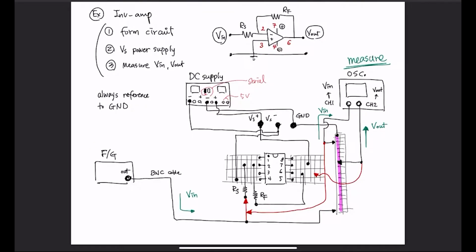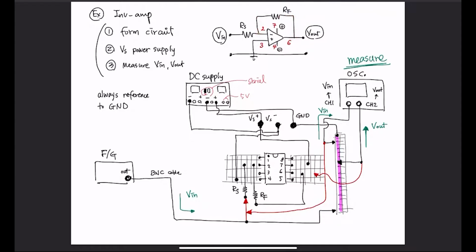And here shows another example of how to connect your circuit, and if you have forgotten how to do this, maybe this diagram is going to be helpful throughout your lab. So first step is that you would like to form the circuit. This is the inverting amplifier circuit. Your input is being connected to the negative, and then your output you're measuring, and there's a feedback.